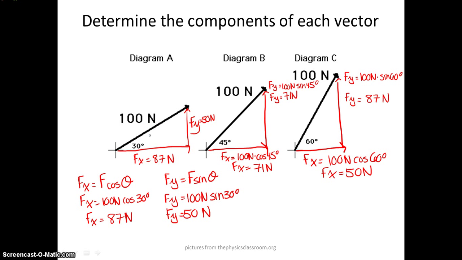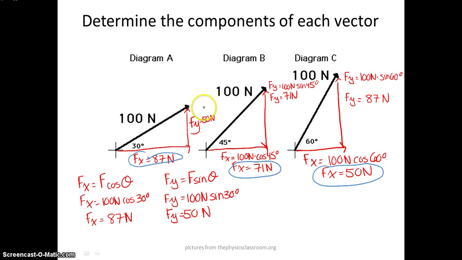Okay, let's check your answers here. We found this x component together for diagram A here. We have our 87 newtons. X component for diagram B, when we increase that angle to 45 degrees, is 71 newtons. And our x component for our 60 degree angle is 50 newtons. Notice as you increase the angle theta, so as you increase the angle between the x-axis and the vector you're trying to resolve, the magnitude of your x component decreases.